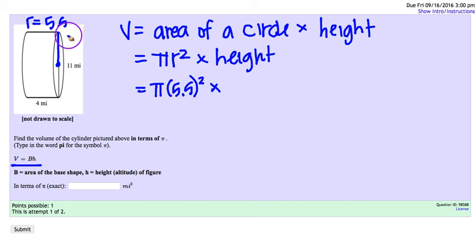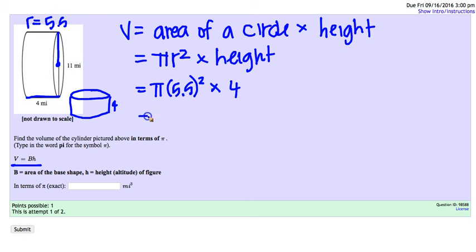So one thing you want to be very mindful of is, normally we think of height as an up and down measurement, but in this case, the cylinder is on its side, so the height would actually be 4 miles. So I'm going to go ahead and put 4. So if you want to, you can redraw it in your notes to see that the height really is 4, okay, and not 11 miles.